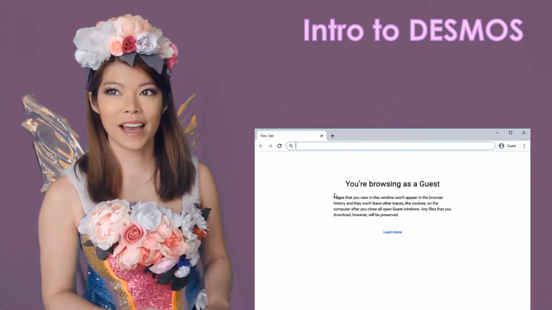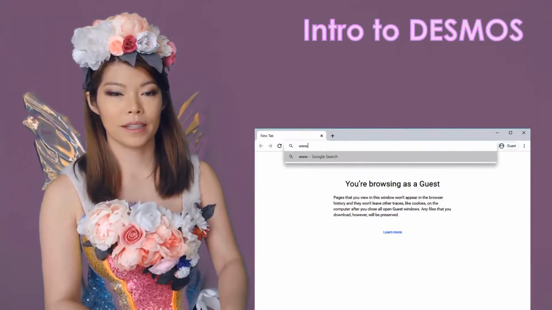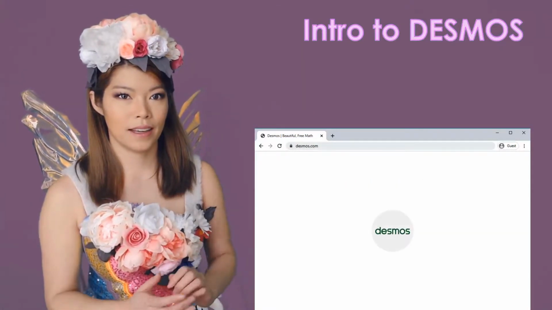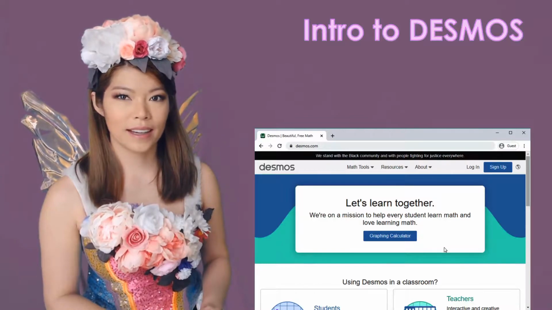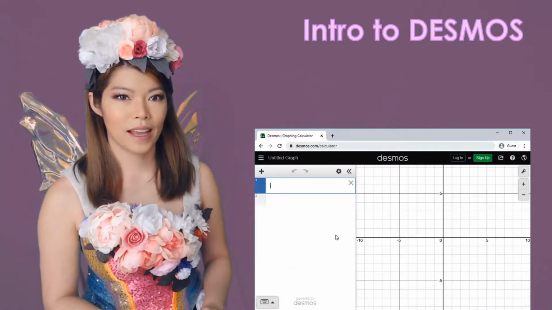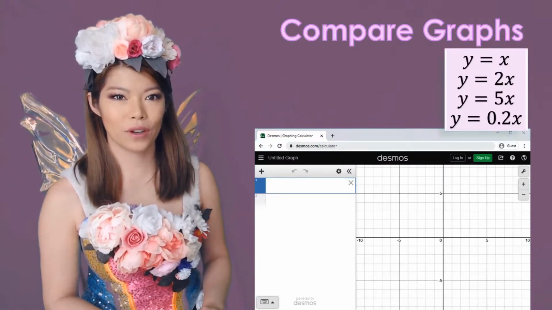Okay, so let's see how we get to Desmos. You type in www.desmos.com and it'll take you to this website. You click on Graphing Calculator and we can put in any equation in this space here. Let's try these 4 equations.